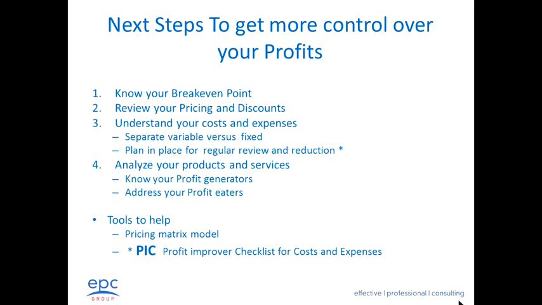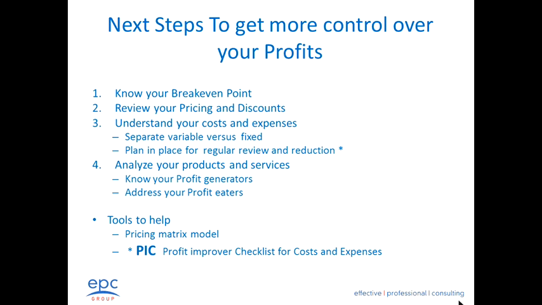Okay, so the next steps to get more control over your profits are this. Step 1 is know your break-even point. Step 2, review your pricing and discounts. Step 3, make sure you understand your costs and expenses and separate variable versus fixed, and put a plan in place for regular review and reduction. Step 4 is analyze your products and services. Make sure you know your profit generators and address your profit eaters.